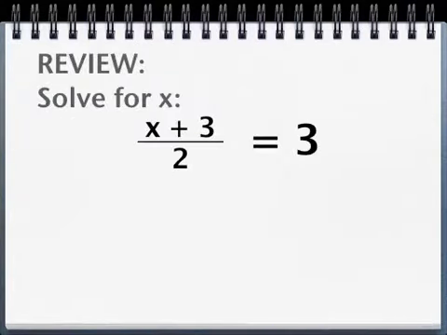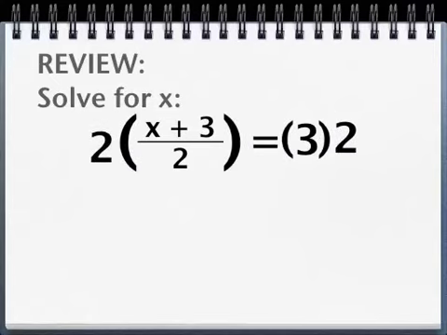A review asks us to solve for x. We have (x plus 3) divided by 2 equals 3. When we're trying to solve for x, our goal is to get x by itself. The first thing that we need to do is get rid of the divided by 2. The opposite of dividing by 2 is multiplying by 2. Remember, whatever you do to one side, you have to do to the other. So here, I'm going to multiply by 2 on both sides.